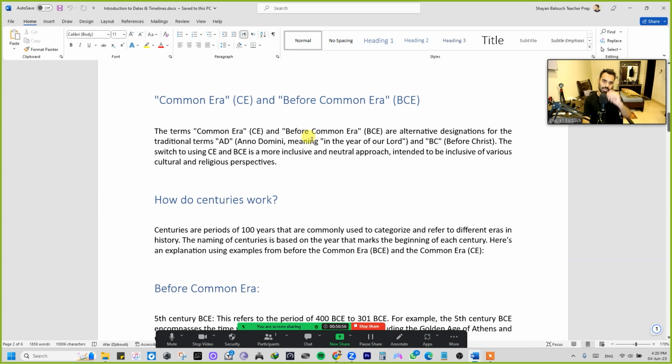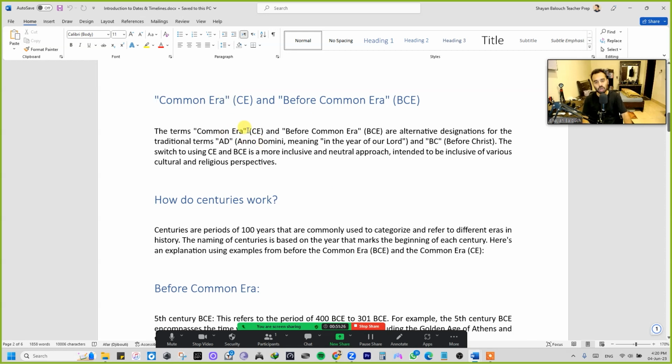Now let's try to understand the difference between a common era and before common era. First, we're going to read this out, and then we're going to look at the entire timeline as well, to see how exactly it's working: in BCE the dates are from minus to plus, and in the common era, in CE, the dates are positive numbers. Okay, so let's get started.